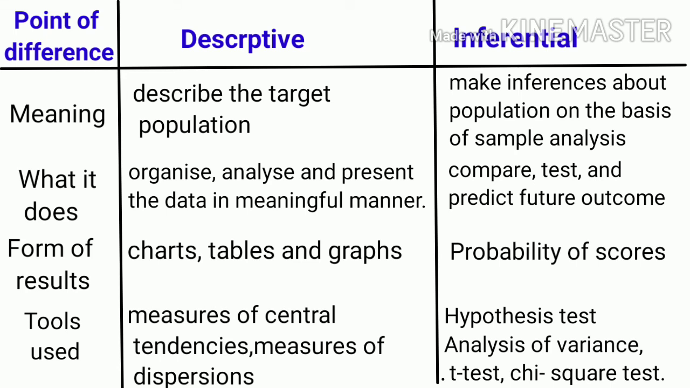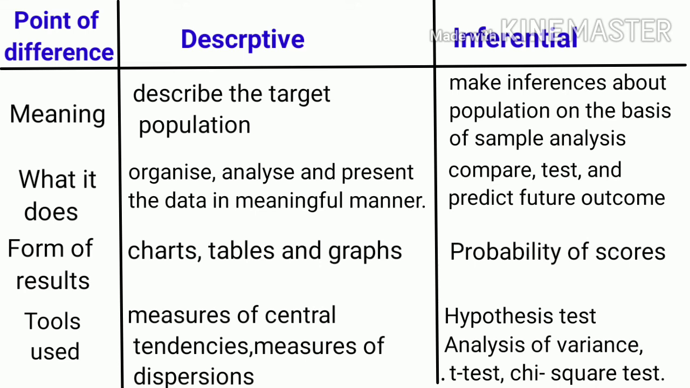The function of descriptive statistics is to organize, analyze and present the data in a meaningful manner, whereas inferential statistics compares, tests and predicts future outcomes. In descriptive statistics, final results are shown in the form of charts, tables, and graphs, whereas in inferential statistics, the final result is the probability score.